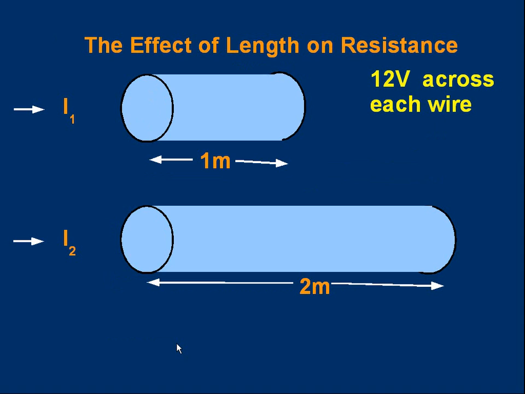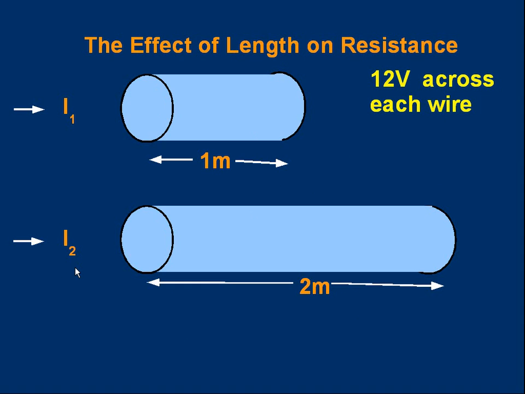Let's start by looking at how length affects resistance. Let's compare a 1 meter length of wire to a 2 meter length of wire. The wires are otherwise identical, the same material and the same cross-sectional area. To compare them, we can imagine applying 12 volts to the ends of each wire. We'll get a current through the first one, a current through the second one. Which current do you think would be biggest if we applied 12 volts to each wire?